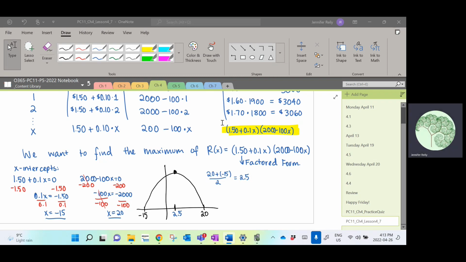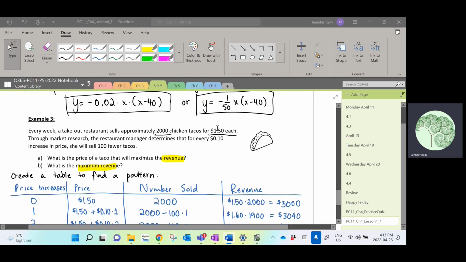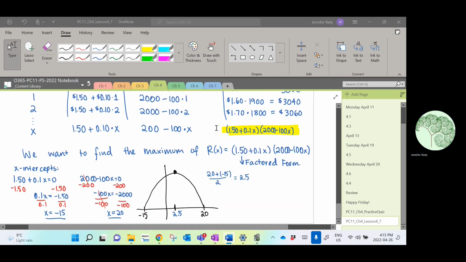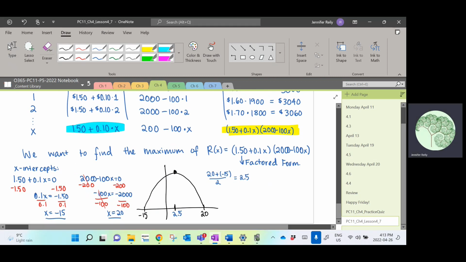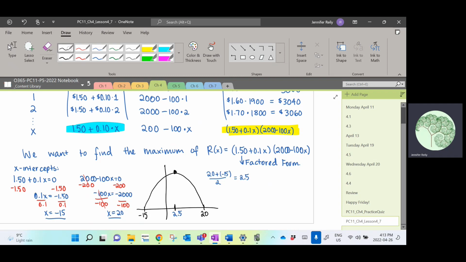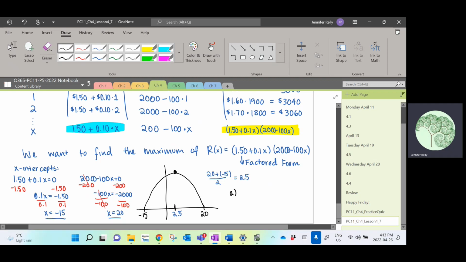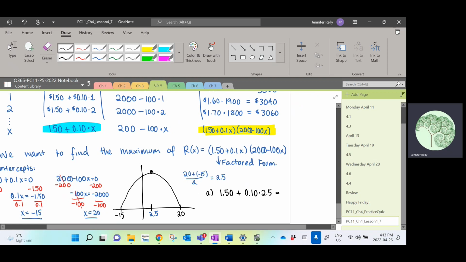So that's part A, what price of a taco will maximize revenue? So the price is right here. So if X is 2.5, we're going to have 150 plus 0.10 times 2.5. And that's going to give me $1.75. So $1.75 is the best possible price that we should set for these tacos. It's going to maximize our revenue.